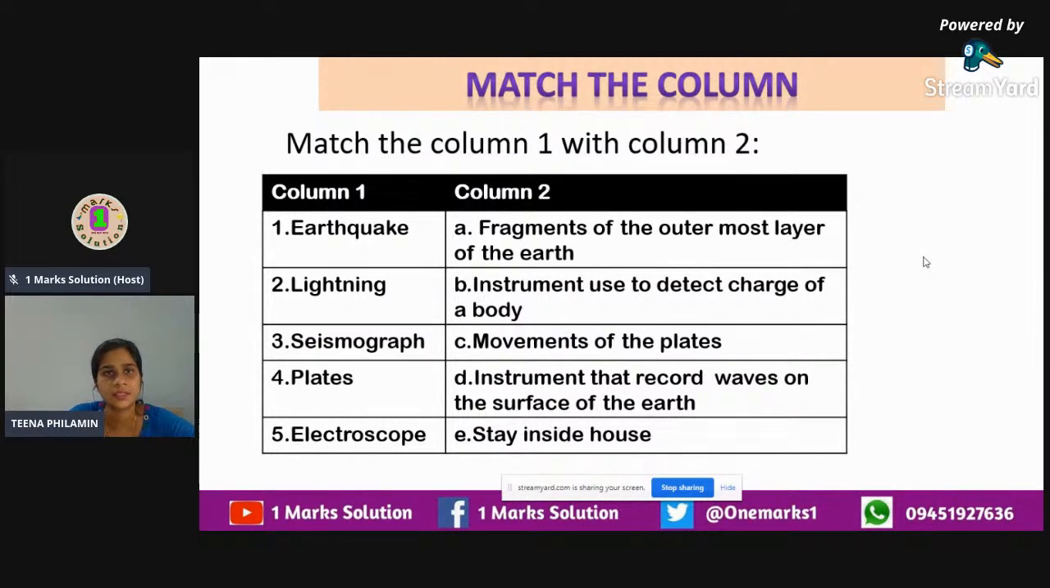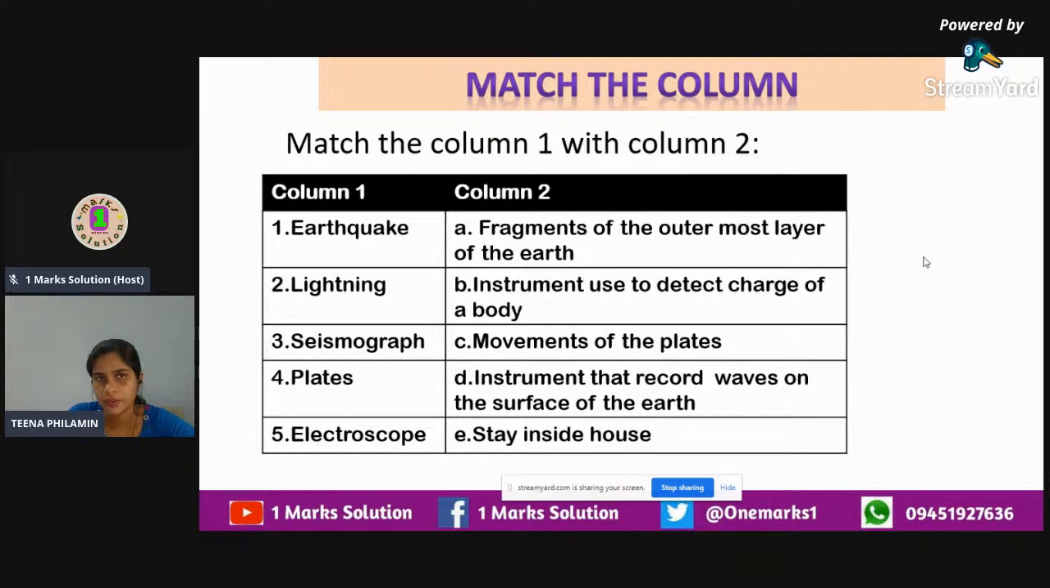Then the next set of match the following also has five questions. First one is earthquake. We know that the sudden shaking of earth is called earthquake, or we can also say that movements of the plates are called earthquake. So the first question can be matched with C, movements of the plates. Then second one is lightning. The apt answer in column 2 is stay inside house. During the time of lightning, it is very safe to stay inside our house. So it can be matched with E of column 2.